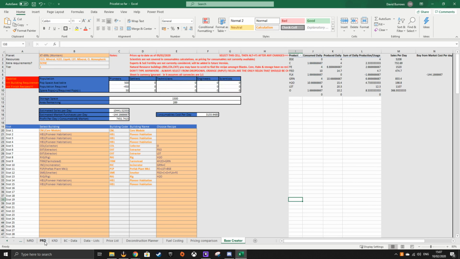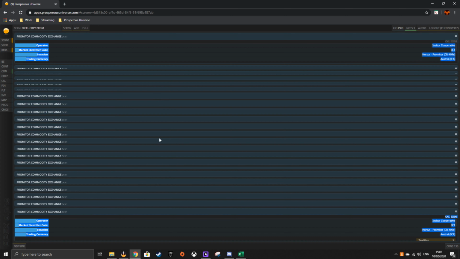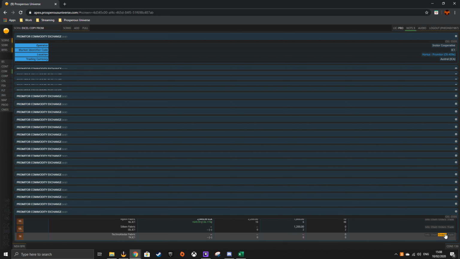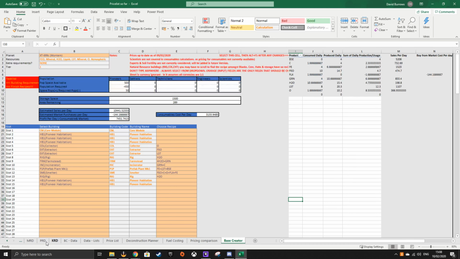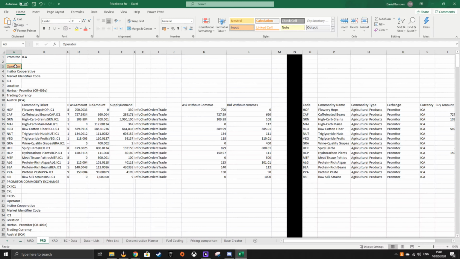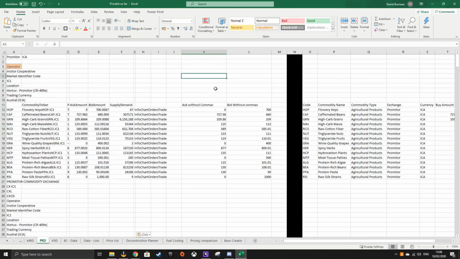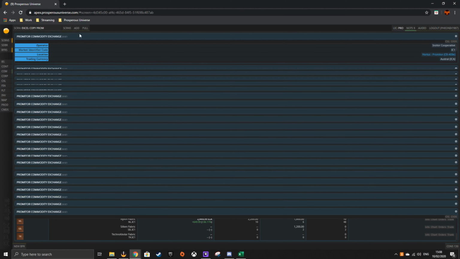So you can see here I have a page which is my Excel copy for Prometer, and all I do is I've got a window for each individual resource, and I copy from this trade box at the bottom up to operator, and to update it I select Prometer, right click and paste, and you can see there that updates. So I'm just going to copy across the other two.